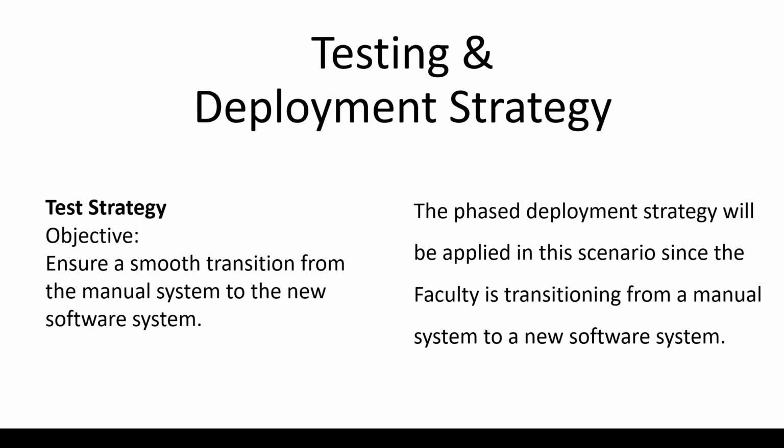In phase 3, we would begin UAT testing. This is where we involve end users in testing to ensure the system meets their needs. In phase 4, we would assess the software's performance under various conditions. And in phase 5, we would perform security testing.